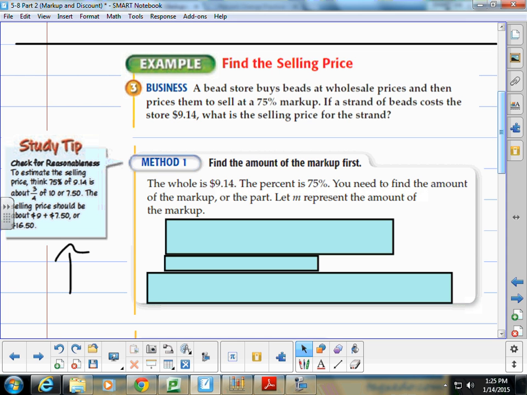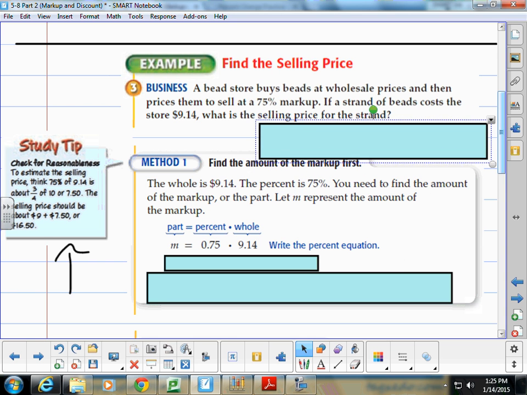So the selling price would be that $9 plus that markup. So we're guessing, or doing our reasonableness. Our answer should be around $16.50. So, finding the markup first. We're just going to find the markup and then worry about the selling price. The whole is $9.14. The percent is 75, and we are looking for the part, the markup.